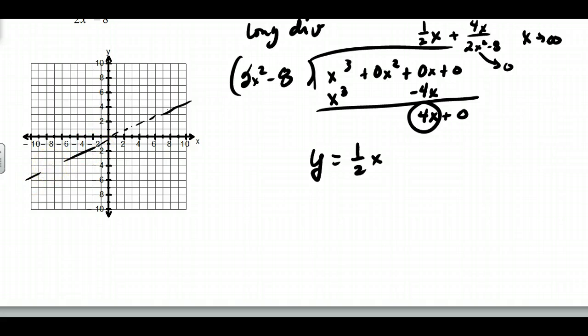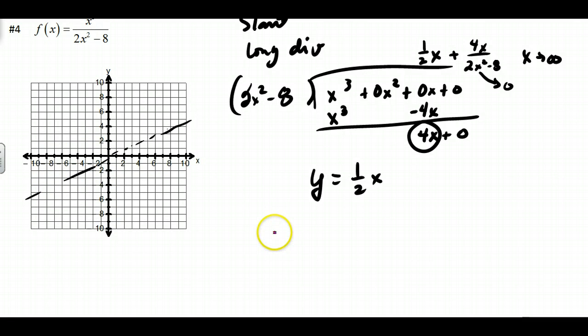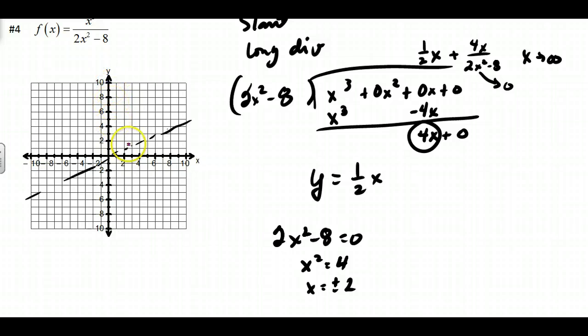Vertical asymptote. Do I have a vertical asymptote? 2x squared minus 8 equal to 0. x squared is equal to 4, so x is equal to plus or minus 2. That works for us, and we're going to have a 0 here, so plus or minus 2, and a 0 here. How do I approach? Oh, I missed the 2. Let me pause and get this going.